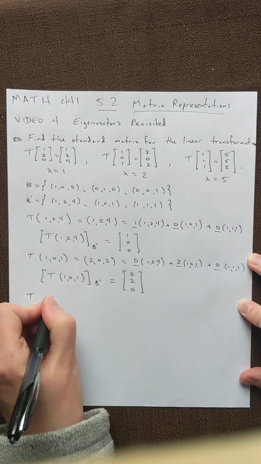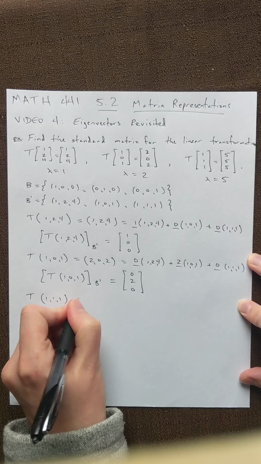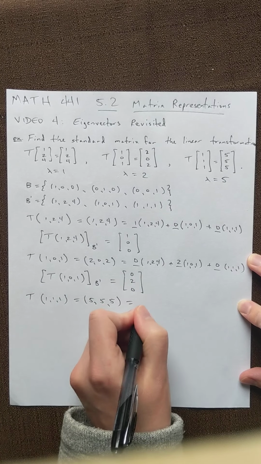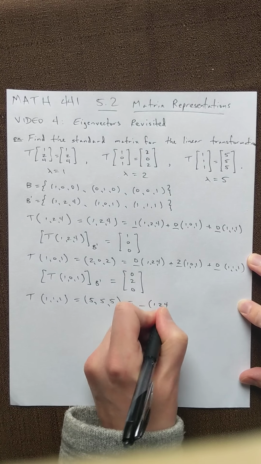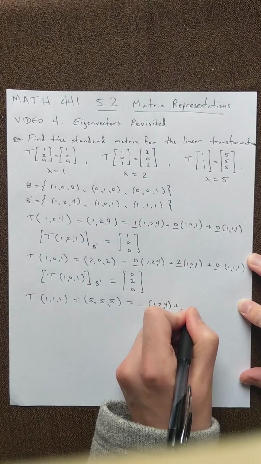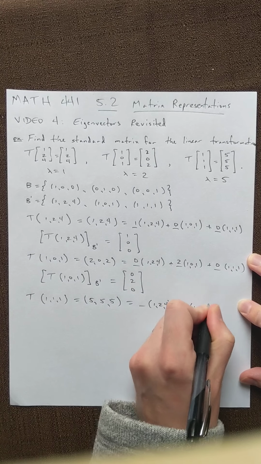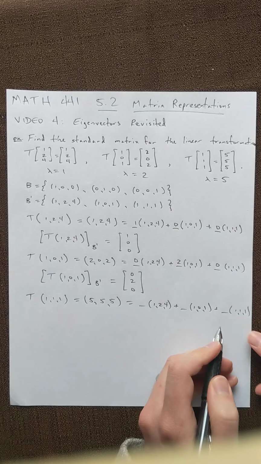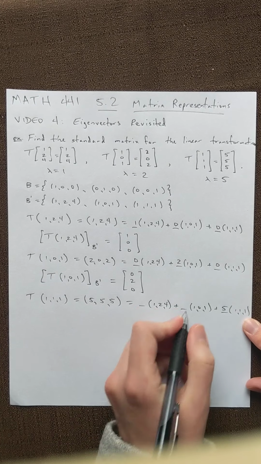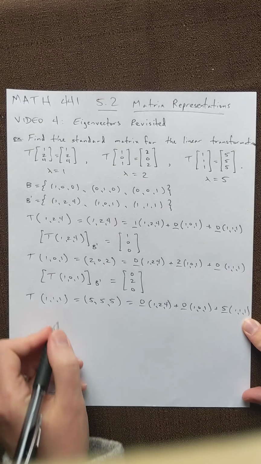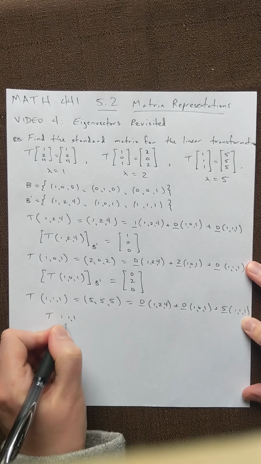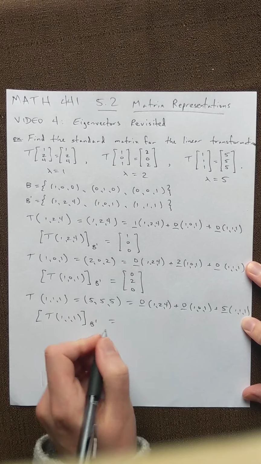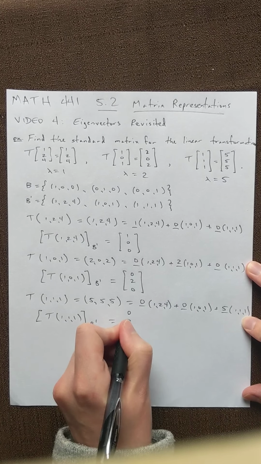And finally, T of 1, 1, 1 would be 5, 5, 5, which is, again, going to be a pretty simple linear combination of the B prime vectors, because we know it's 5 times the 1 in the end. And so we just need zeros as our other coefficients. So T of 1, 1, 1 relative to the B prime basis is going to be these coefficients, 0, 0, and 5.